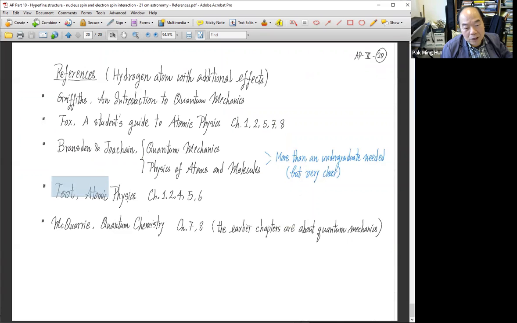This is a book that we use in a postgraduate course on atomic physics by Professor Wang Dajun. I think we have covered the first 6 chapters. And then for the chemistry version of this discussion, we have covered quantum chemistry, a classic book, and we have done these 2 chapters.